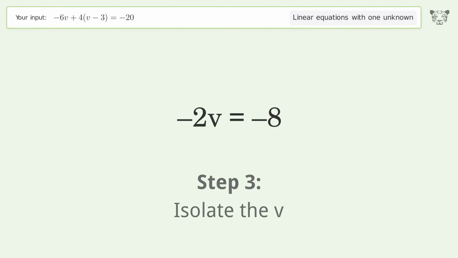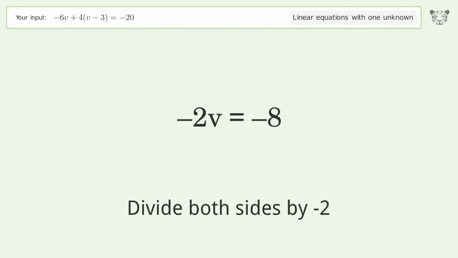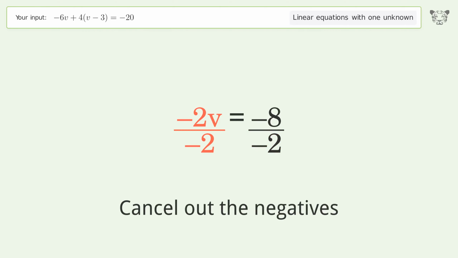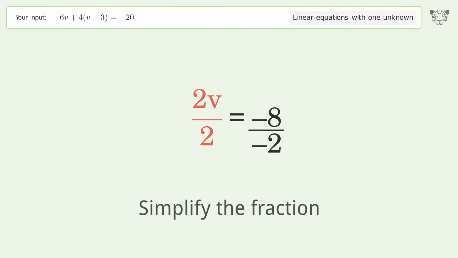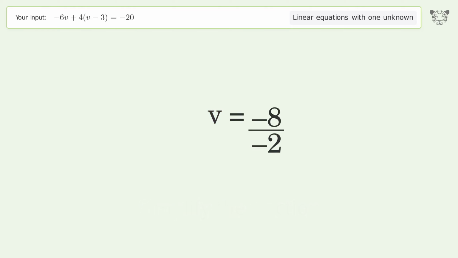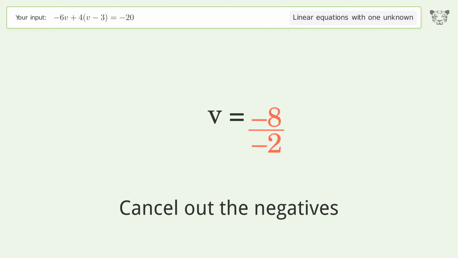Isolate the v. Divide both sides by -2. Cancel out the negatives. Simplify the fraction. Cancel out the negatives.